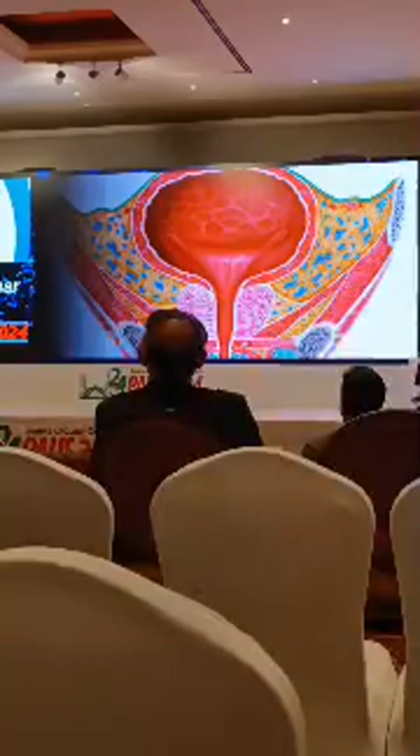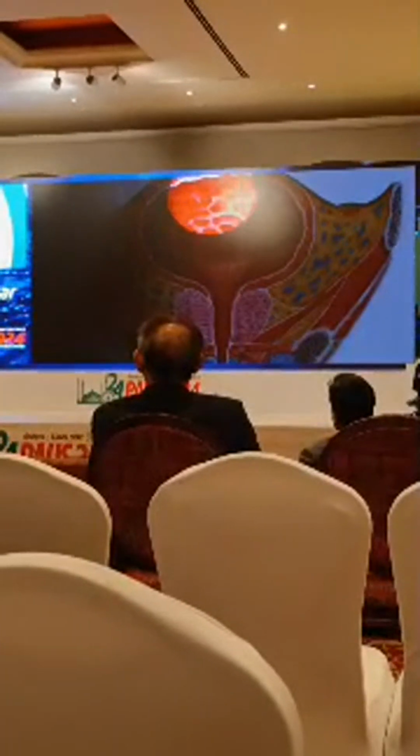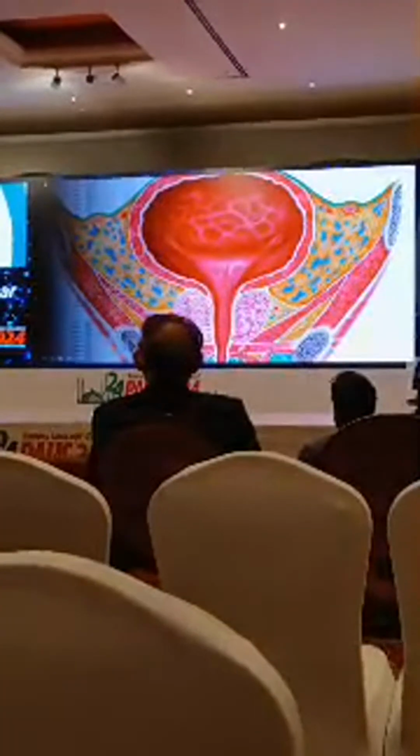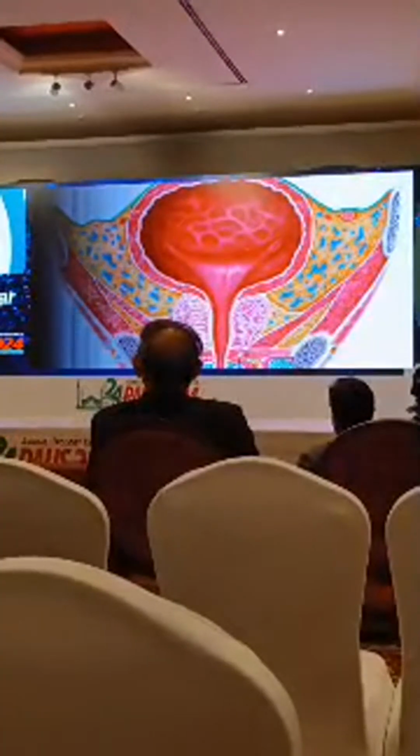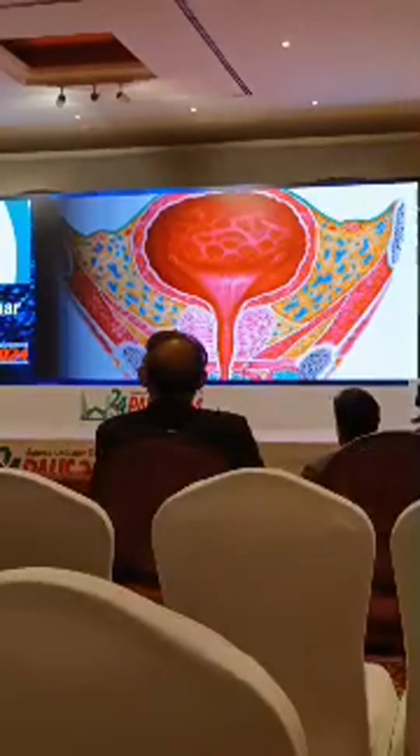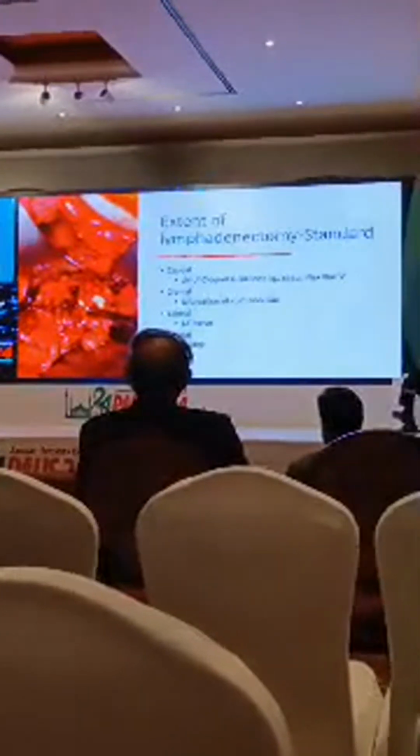So this is the anatomy. As you can see, the green line is your peritoneal reflection over the dome of the bladder, and the rest of the prostate and bladder that comes out during this procedure is all extraperitoneal. So why don't we try and do this procedure extraperitoneally and see if that can improve the outcome?